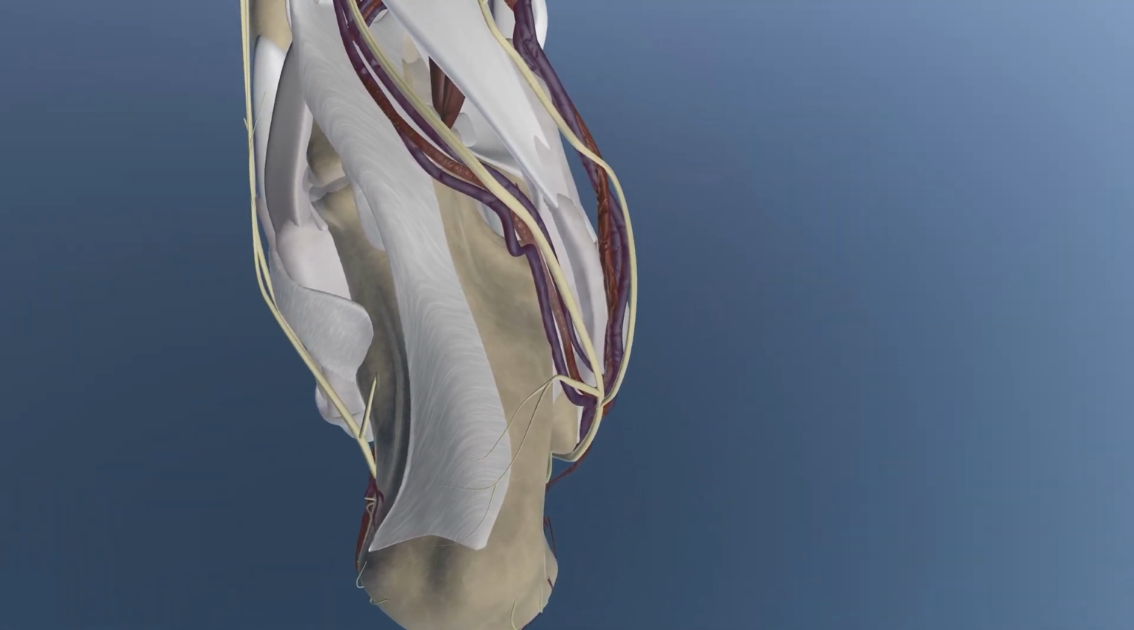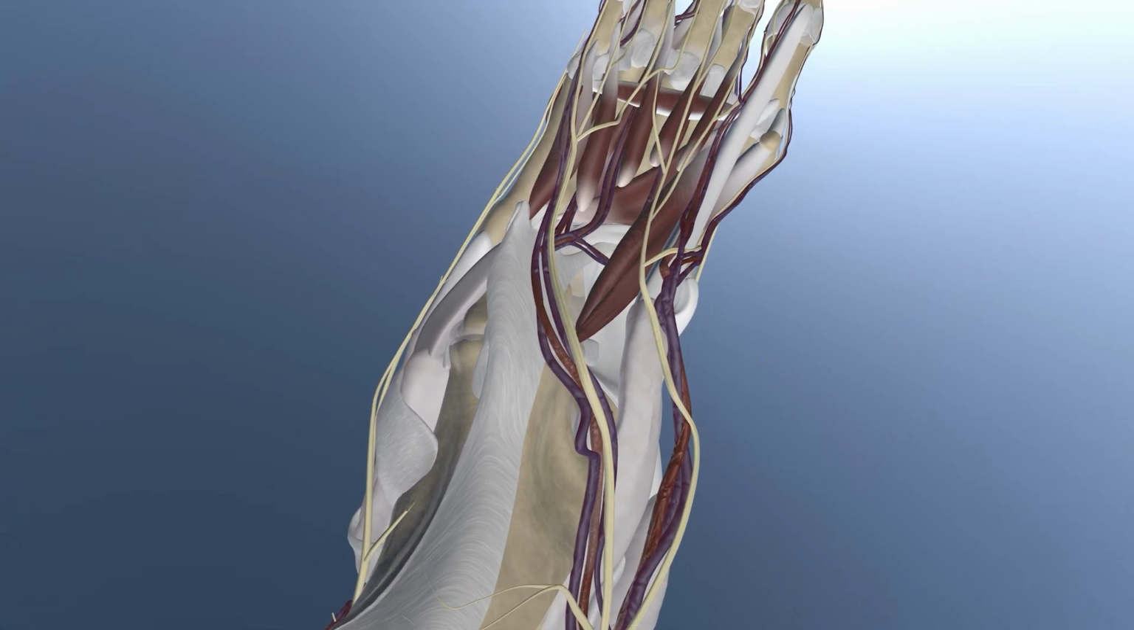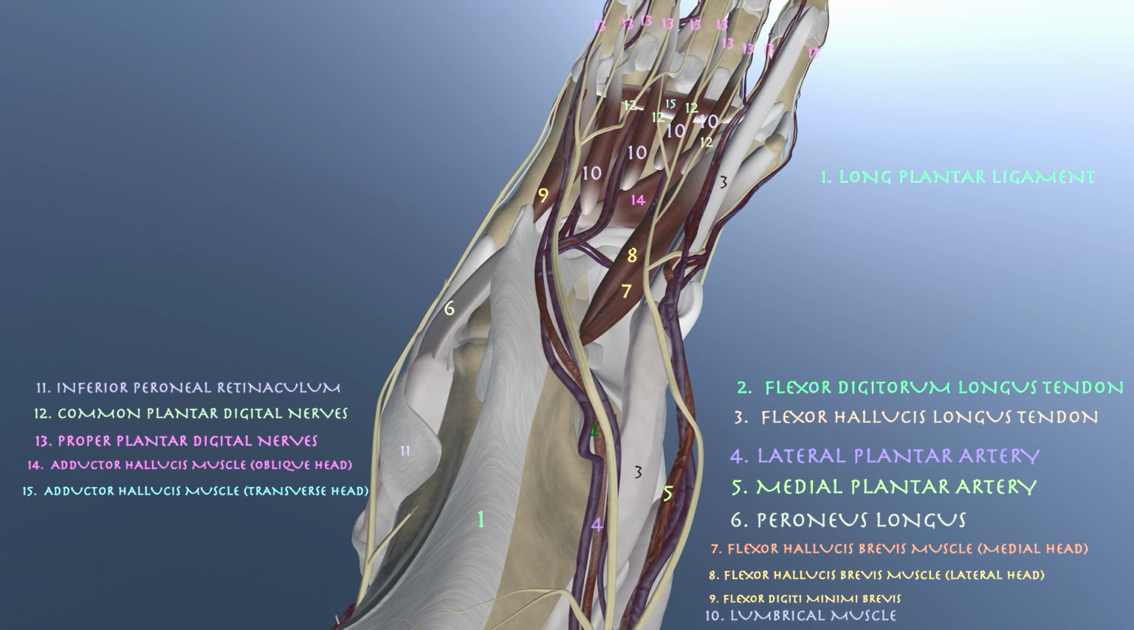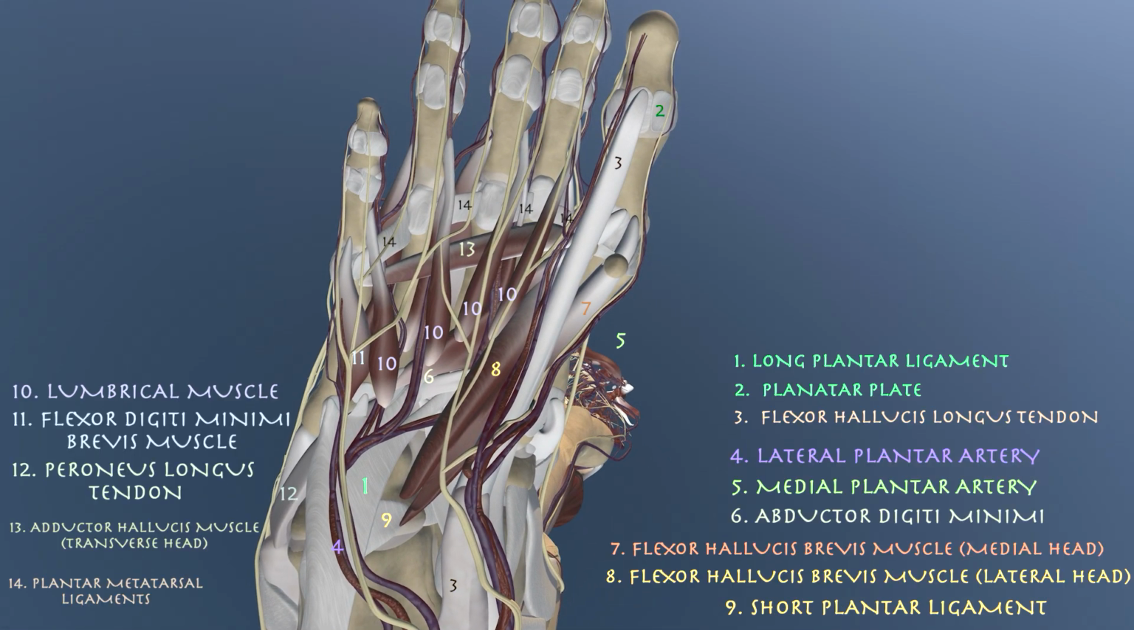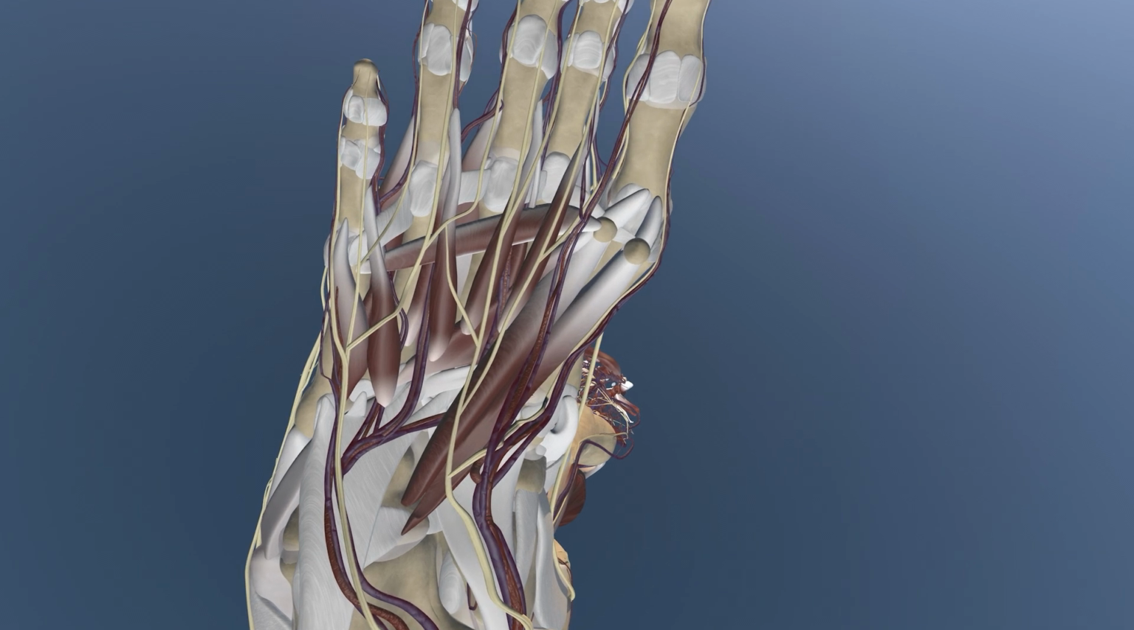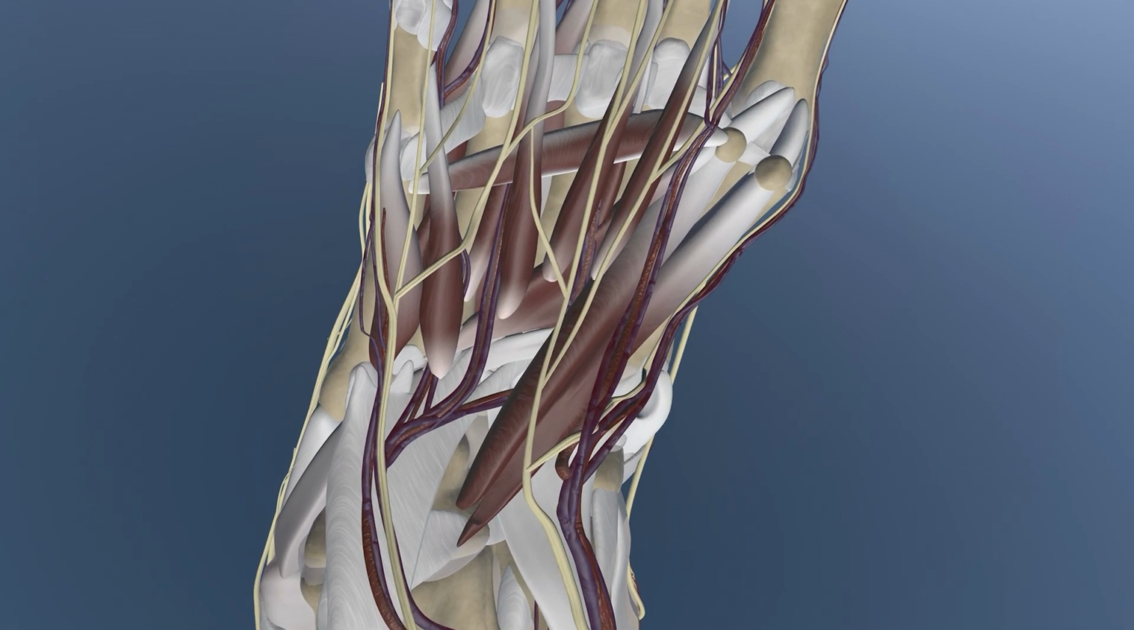Now we're removing the quadratus plantae muscle. You can see the long plantar ligament underneath that. Appreciate the complicated musculature on the plantar aspect of the midfoot going into the forefoot. You can see all the different lumbrical muscles, which are essentially attached to the tendons of the flexor digitorum longus muscle. You can appreciate the adductor hallucis muscle with the oblique and transverse heads.